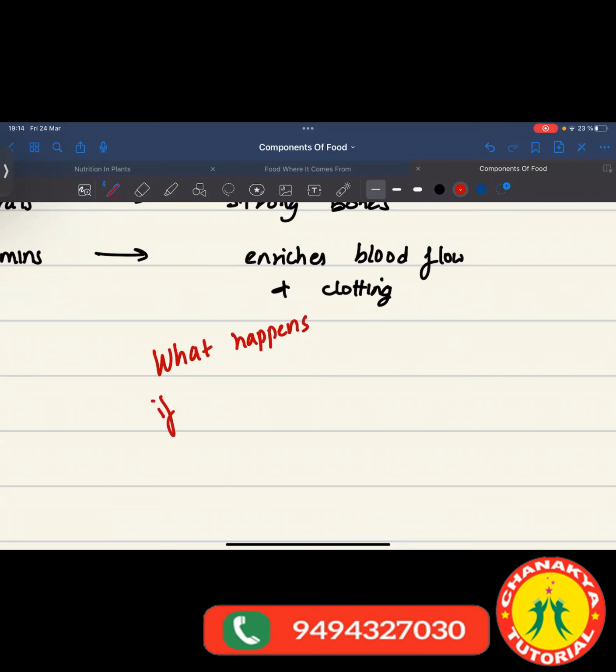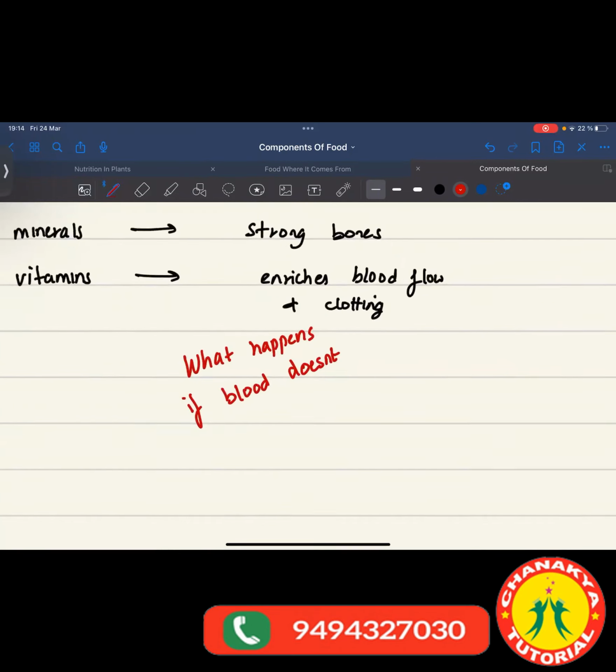Note down the homework question. What happens if blood doesn't clot? Along with the homework, note down whatever Ashwath has told so far also.